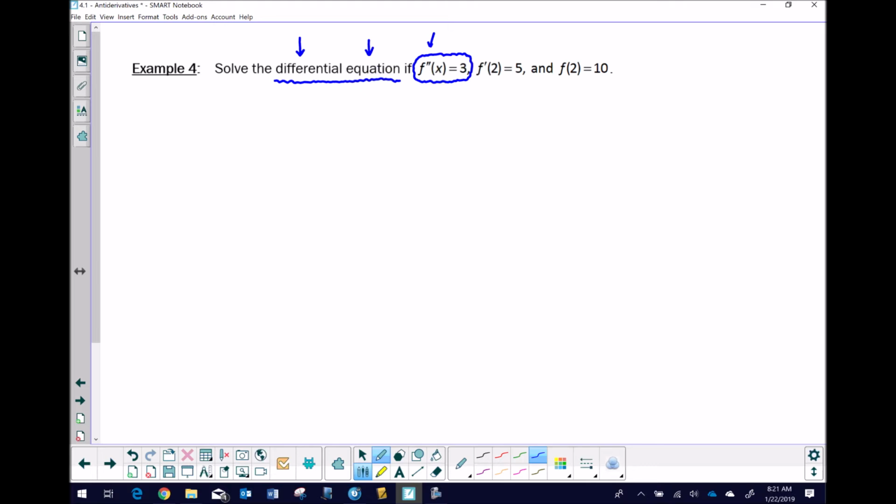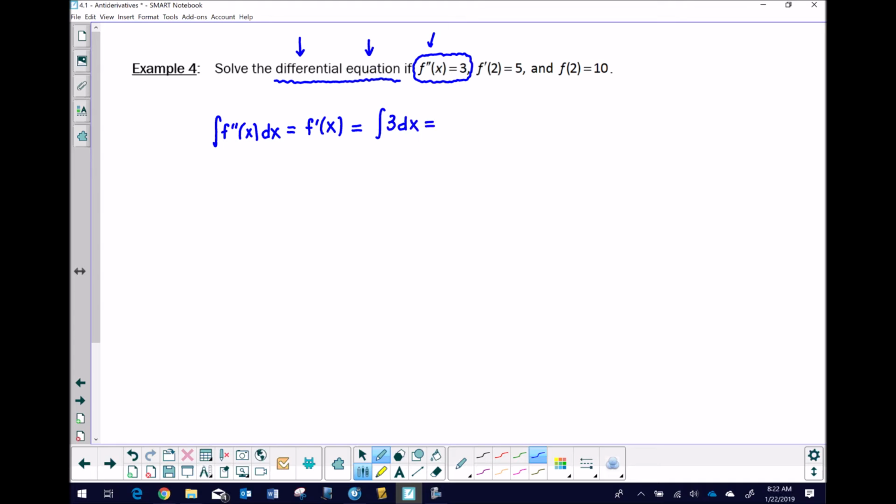And that's exactly what we're going to do, not just once, but twice. So our line of thought will be, if we were to take the antiderivative of f double prime of x, and we would do so with respect to x, that would indeed give us a single derivative, f prime of x. Now, specific to this particular problem, we're going to integrate 3 with respect to x.